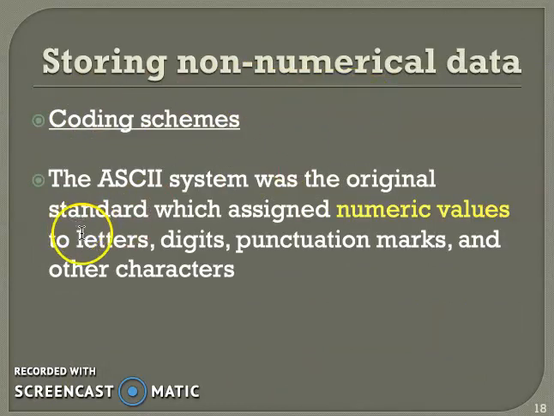Storing non-numerical data. There we'd use a coding scheme. The ASCII system was the original standard which assigned numeric values to letters, digits, punctuation marks, and other characters. ASCII stands for American Standard Code for Information Interchange.